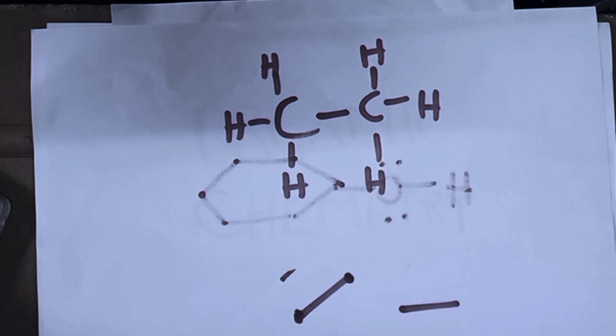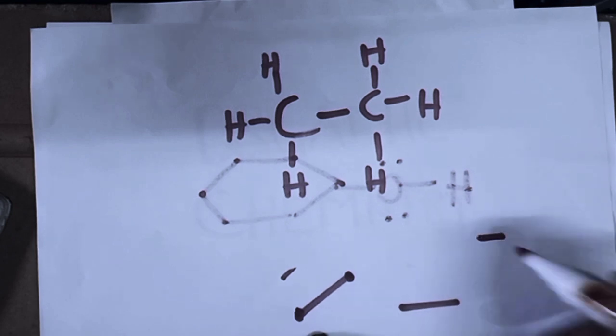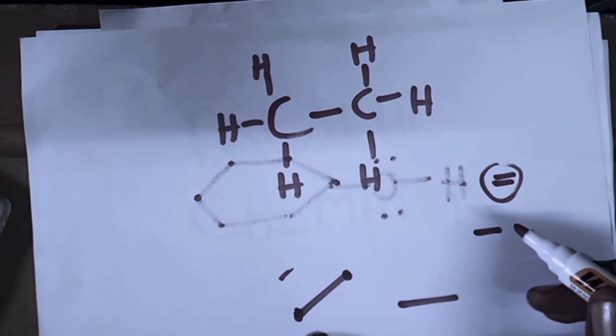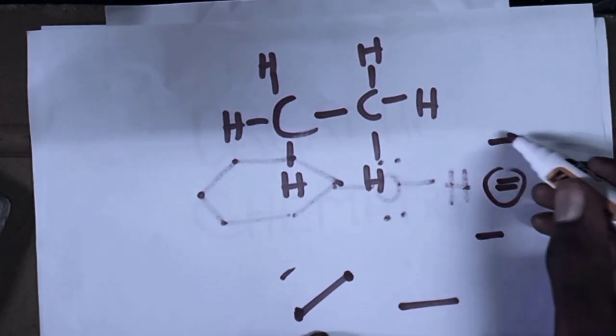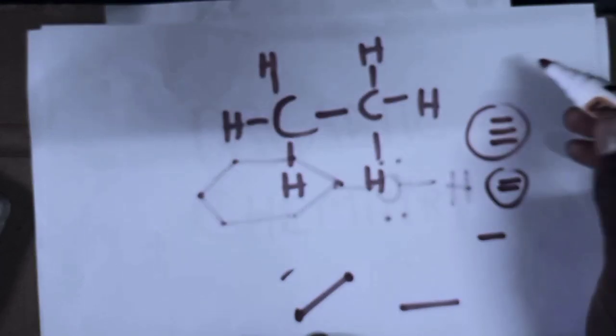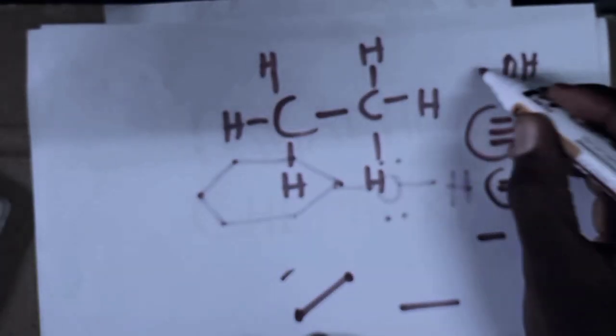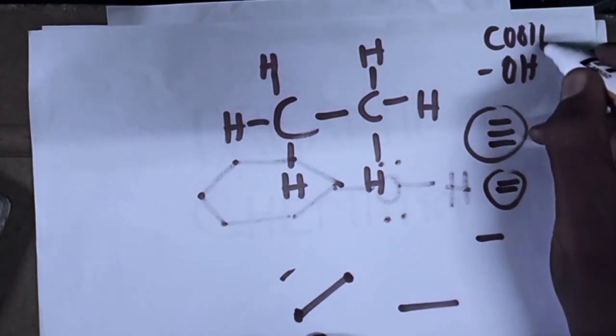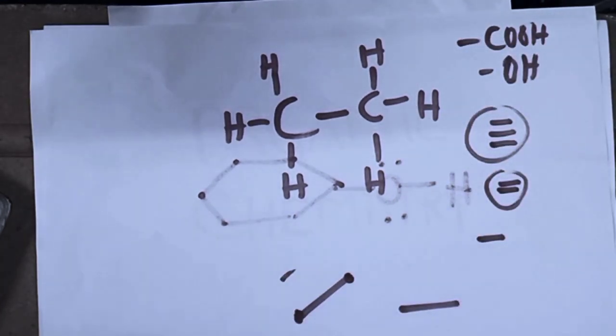For example, alkanes are saturated and have single bonds. Alkenes have a double bond, unsaturated. Alkynes have triple bonds. Alcohols have OH, and carboxylic acids have COOH. Those are functional groups. We'll come to that.